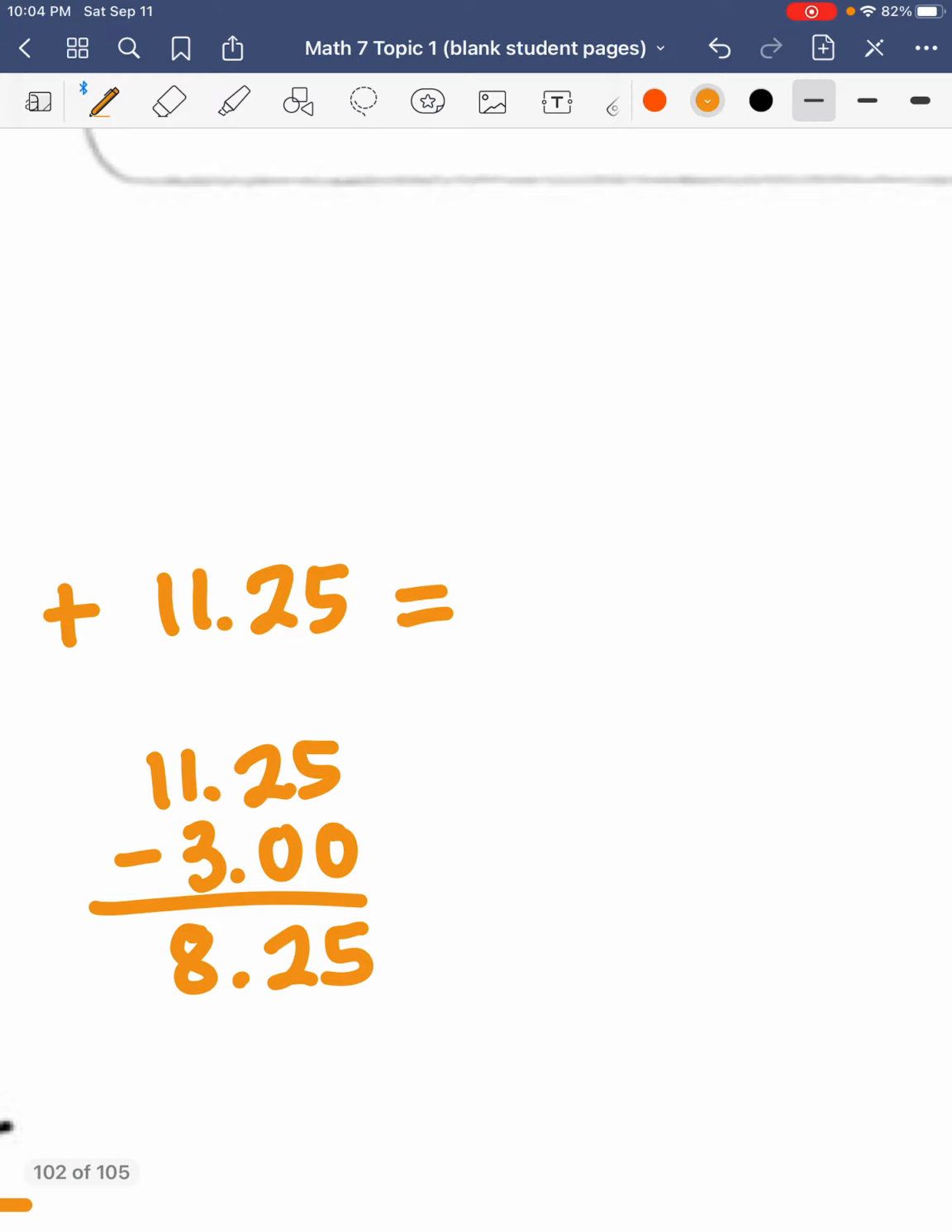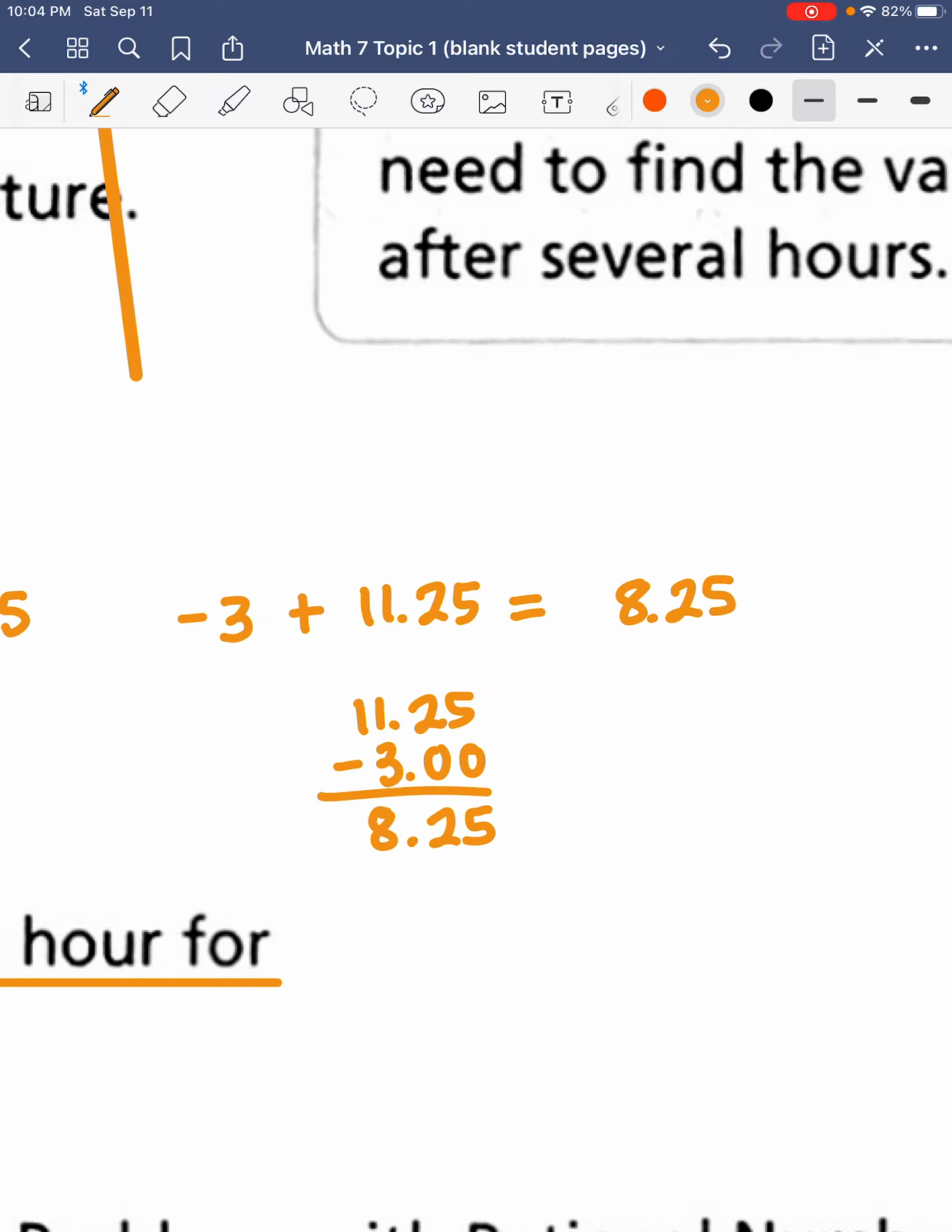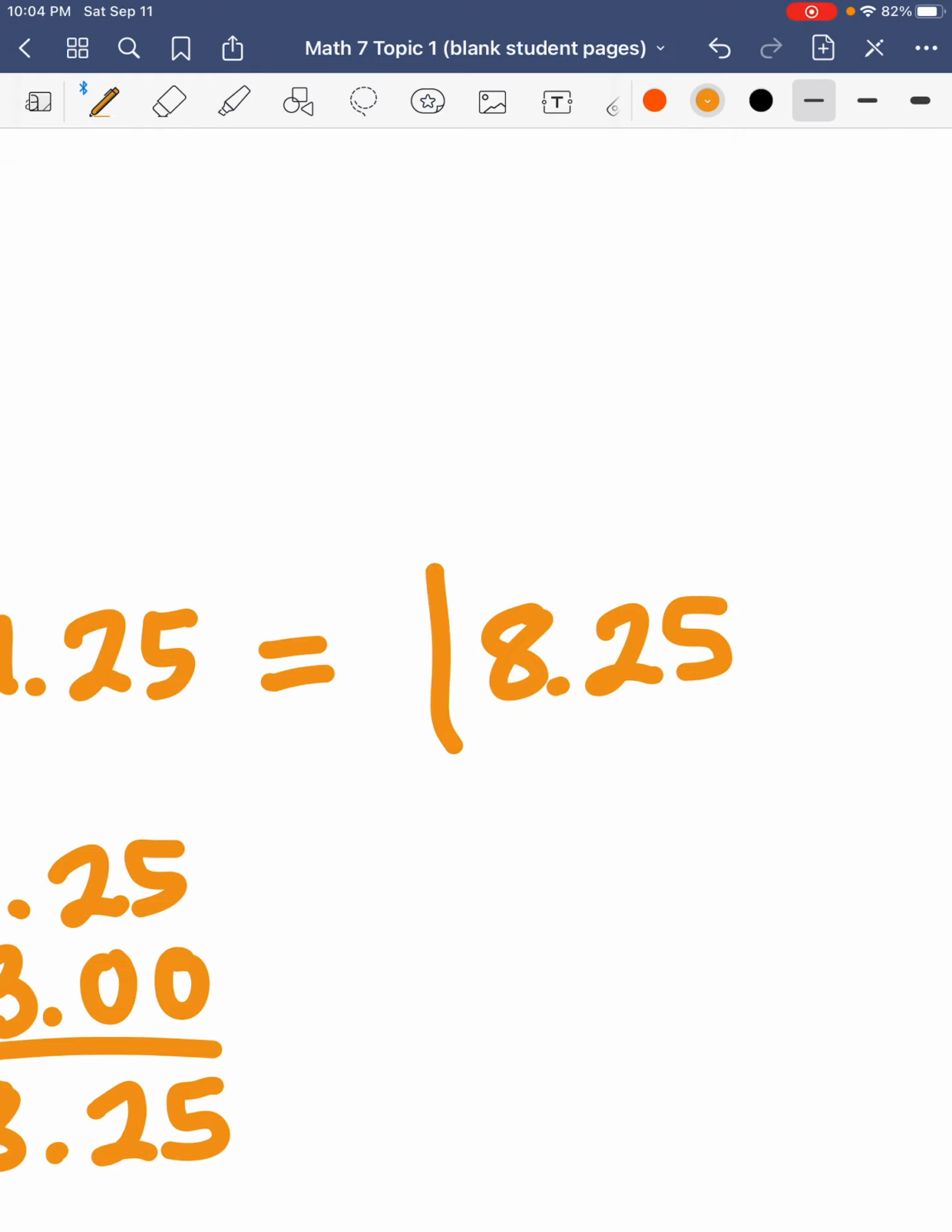So, should it be positive or negative? 8.25. Well, hopefully you said positive because our bigger number is positive. The term with the greater absolute value is positive. So, the new temperature at 3 p.m. is 8.25 degrees Fahrenheit.